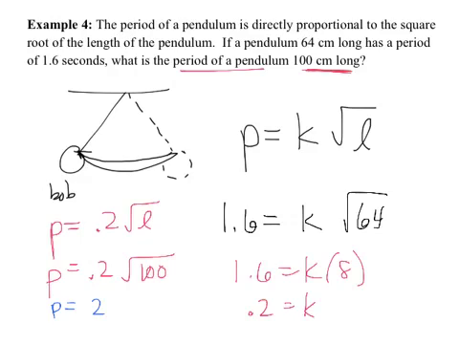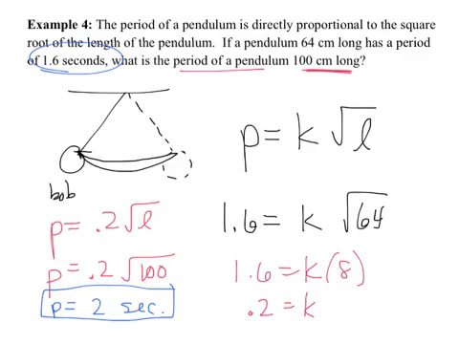And what are the units here? Well, the units were seconds, and these units are seconds. How do we know that this makes sense? Well, we could see here that a short pendulum of 64 has a period of 1.6, while a longer pendulum will have a longer period.